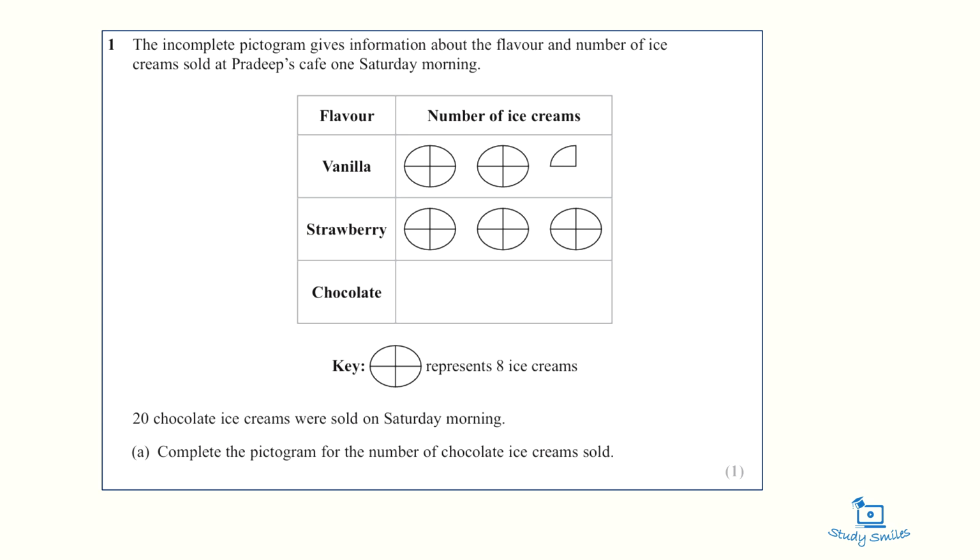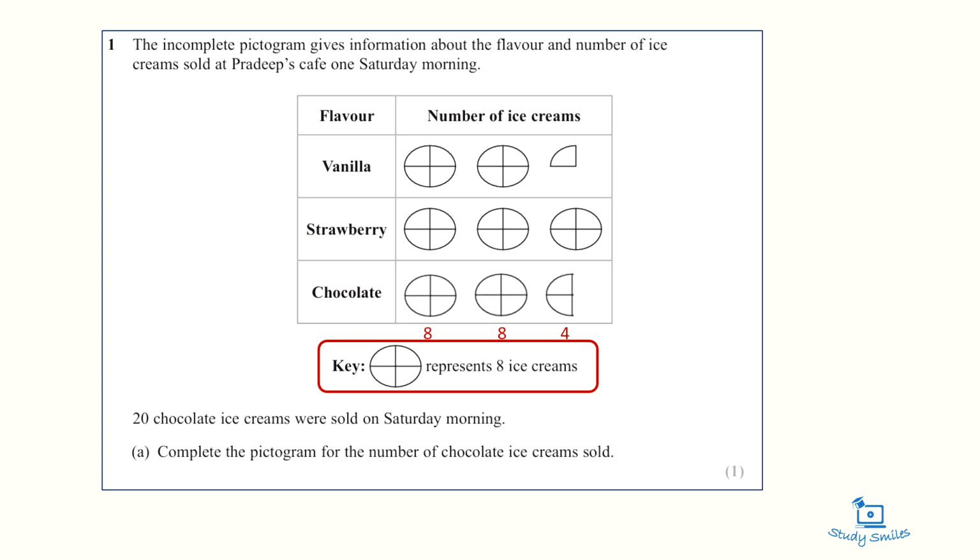cafe one Saturday morning. And we are given a pictogram with a key. 20 chocolate ice creams were sold on Saturday morning. And part A asks us to complete the pictogram for the number of chocolate ice creams sold for 1 mark. So the key tells us that one full circle represents 8 ice creams, meaning half a circle represents 4 ice creams. We therefore need to draw 2 full circles and 1 half circle to represent 20.